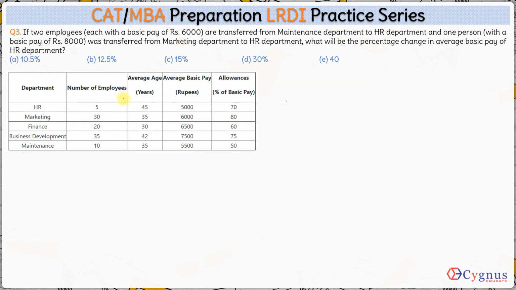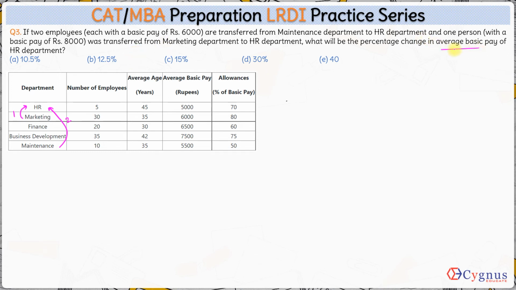Now here in this question, this is the easiest of the three questions. If two employees each with a basic pay of 6,000 are transferred from maintenance to HR. Okay, so two are transferred from maintenance to HR. Okay, and one person with a basic pay of 8,000 was transferred from marketing to HR. One person from marketing to HR. What will be the percentage change in average basic pay of the HR department?